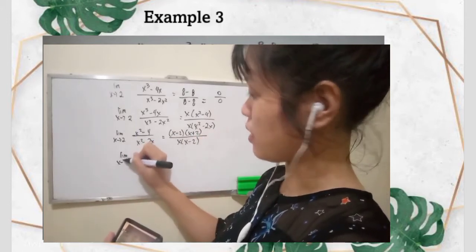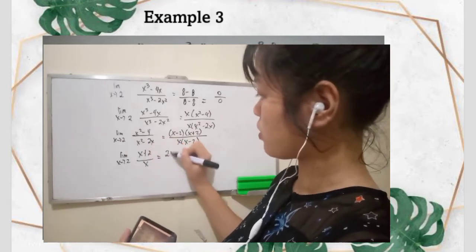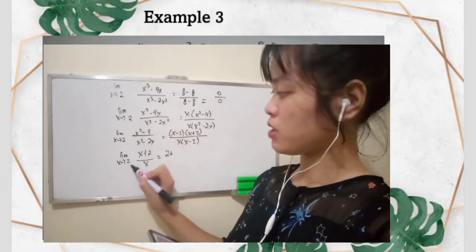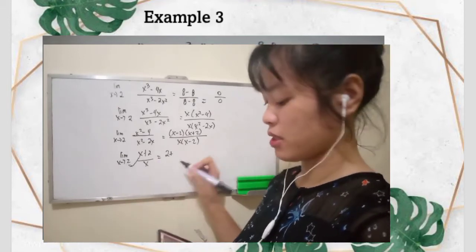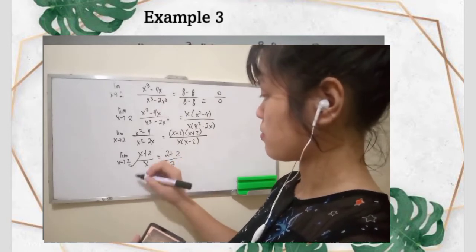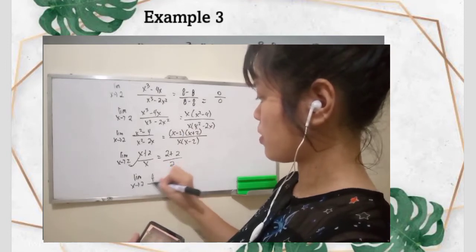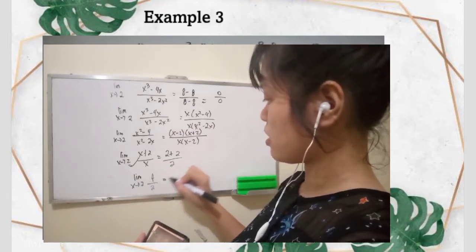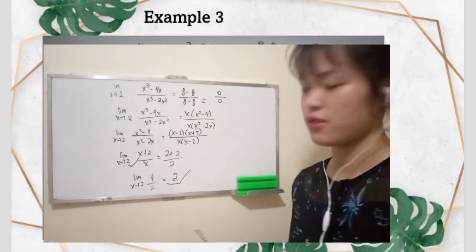So, malapit na tayo. X plus 2 over x. So, pag ganito na, substitute na natin yung 2 sa x natin. So, 2 plus 2 over 2. So, the answer is 4 over 2, diba? Pero ang answer din is 2. So, 2 ang ating final answer.